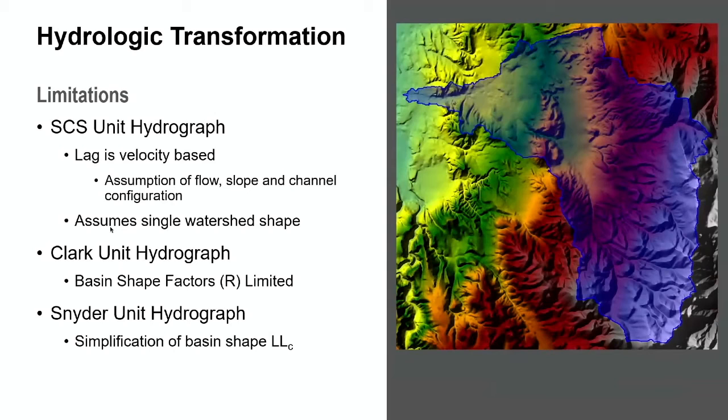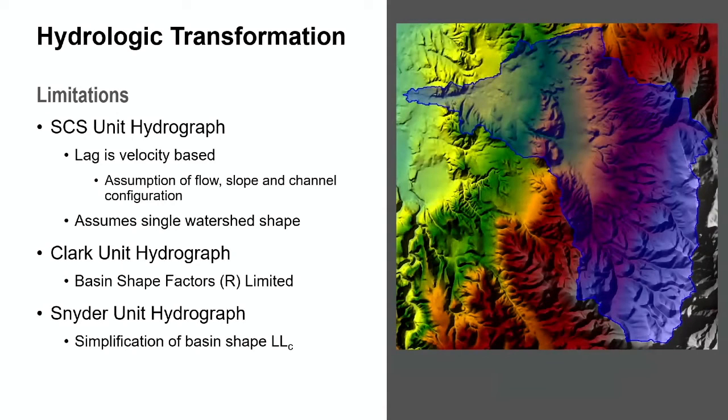So what are some of the limitations of hydrologic transformations? For the SCS unit hydrograph, the computation of lag, which is a direct input, is velocity based, and it's sort of an assumed parameter. If you think about the process of computing lag, it is a velocity based approach, and that means you have to assume some sort of flow in your system and some slope and channel configuration to get those components of lag. You're computing a time based on a flow, slope, and configuration, and getting a velocity.